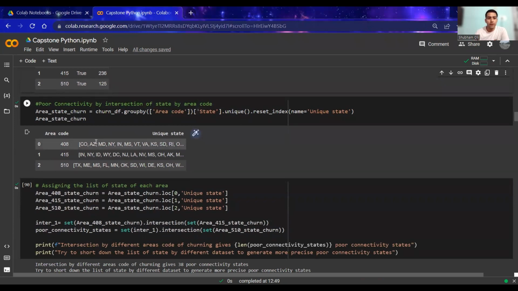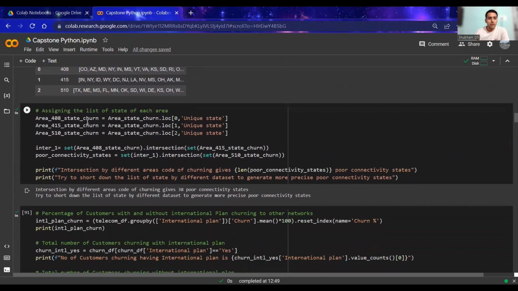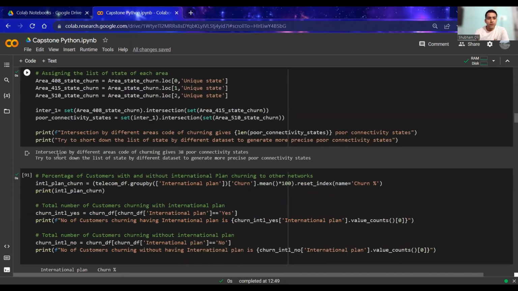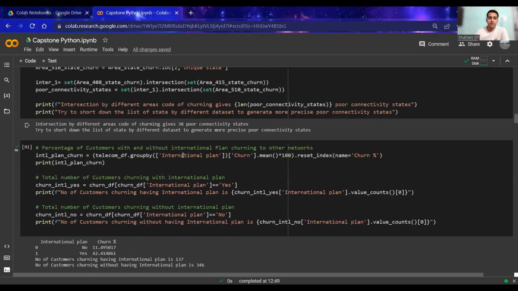So from area code 408, we have these unique states. From 415, we have these, and from 510, we have these. Now assigning the list of states of each area, we find the intersection by different area codes of churning, which gives us 38 poor connectivity states.